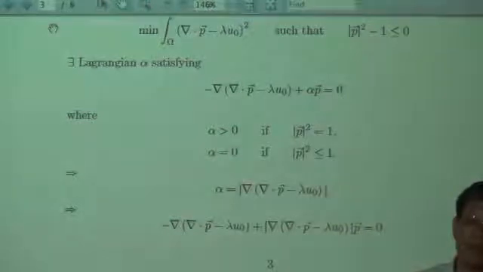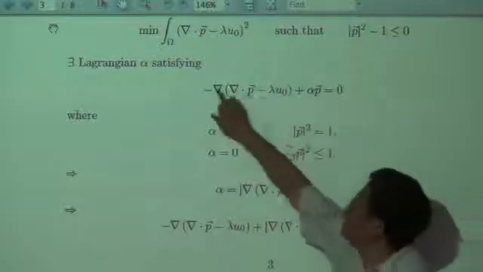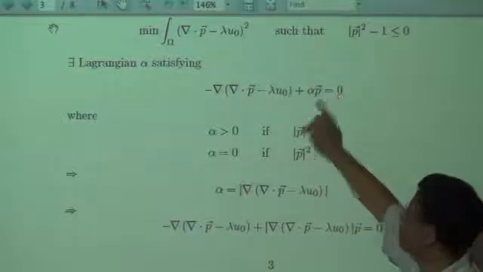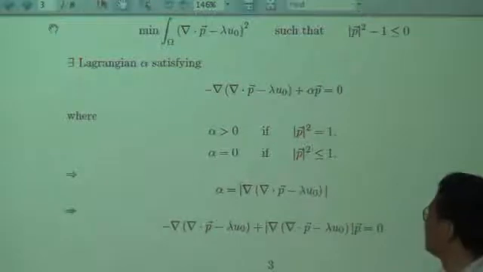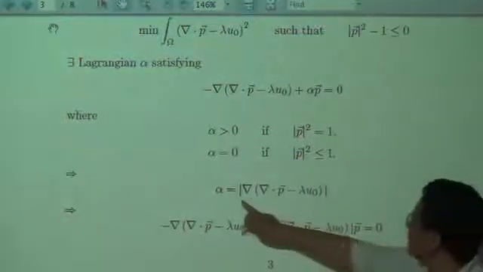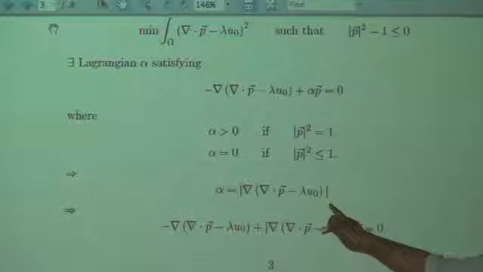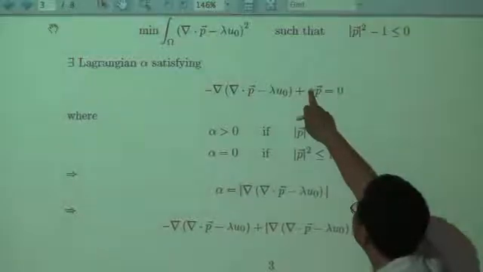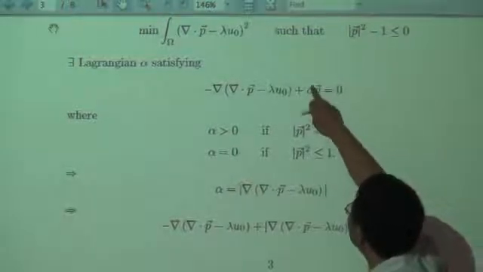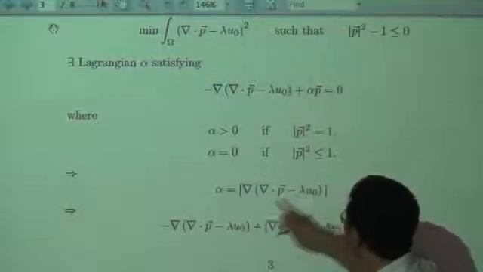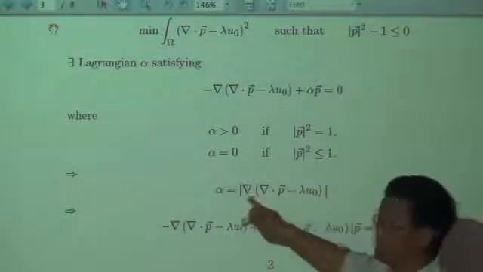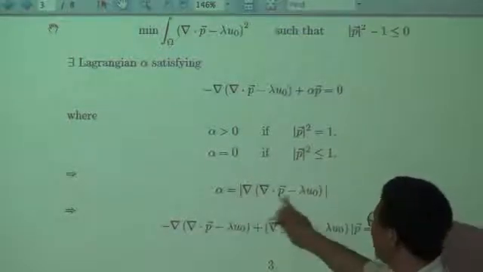If you're not familiar with this part, you just admit it. So when it is active, this term will be 0. When it's not active, therefore this plus the Lagrangian term equals 0. So in both cases, you can see that alpha equals this one. Because when it's active, you take alpha, move to here, alpha is positive, and the norm of P is equal to 1. So here is the L2 norm of, here is a constant, here is a scalar. So alpha always equals this one.